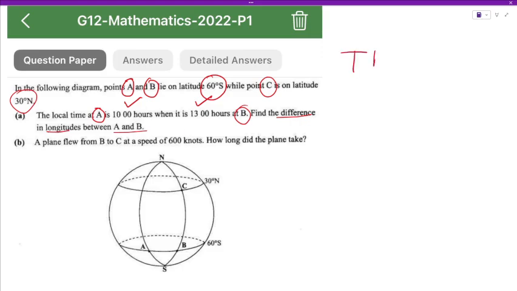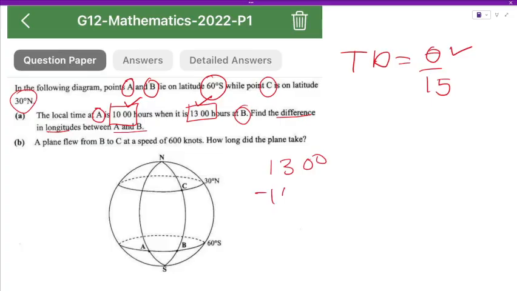Imagine they didn't give us the time. What we're going to do, we're going to use this formula, and then we're going to say the theta here will come from their difference in longitudes. But then they've already given us the times. So the times we've been given, we can figure out the time difference by subtracting the timings. So we're going to say 13 hours minus 10 hours.